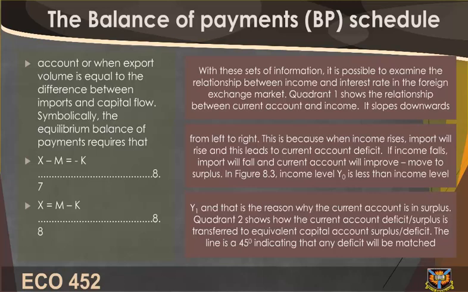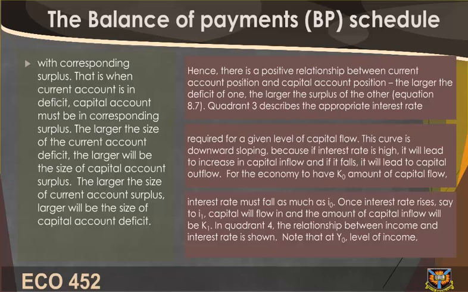Quadrant 2 shows how the current account deficit or surplus is transferred to equivalent capital account surplus or deficit. The line is a 45-degree line indicating that any deficit will be matched with corresponding surplus. That is, when current account is in deficit, capital account must be in corresponding surplus. The larger the size of the current account deficit, the larger will be the size of capital account surplus. The larger the size of current account surplus, the larger will be the size of capital account deficit. Hence, there is a positive relationship between current account position and capital account position. The larger the deficit of one, the larger the surplus of the other. Equation 8.7.